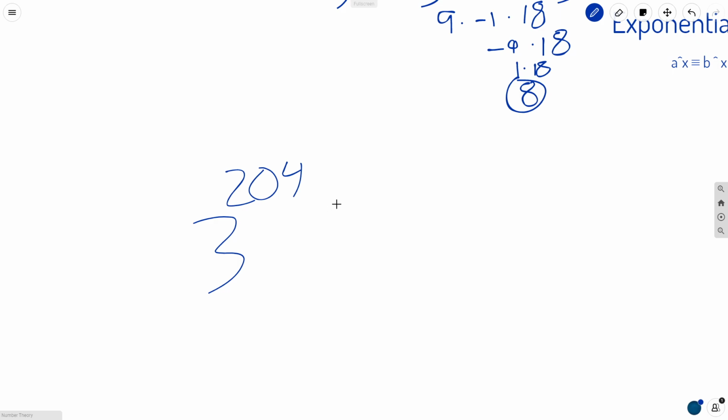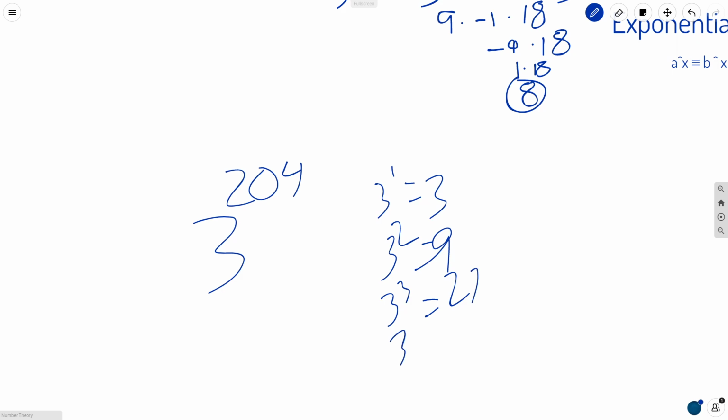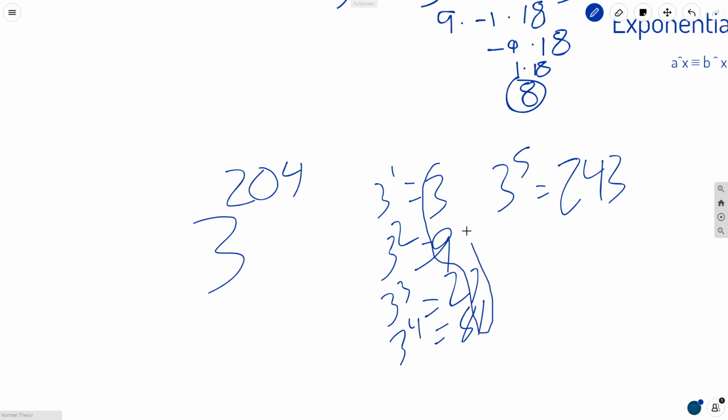Well, let's start by just writing out a sequence of powers of 3. We start with 3 to the first, which is 3. 3 squared gives us 9. 3 cubed gives 27. And 3 to the fourth gives 81. 3 to the fifth equals 243. And among all of these, we notice a pattern start to form. 3, 9, 7, 1, and then we repeat back to a 3.